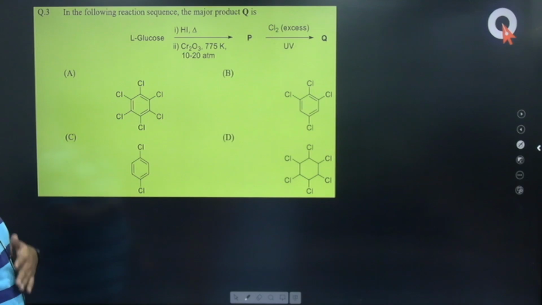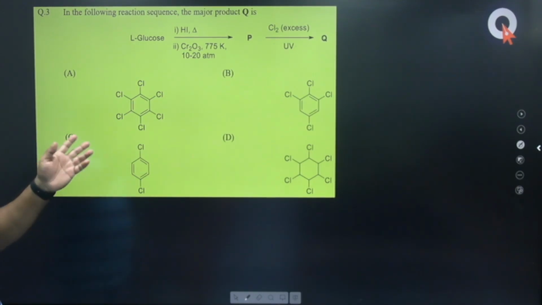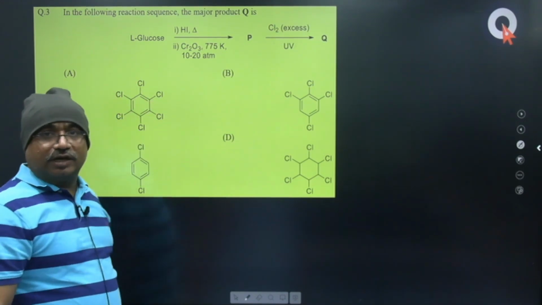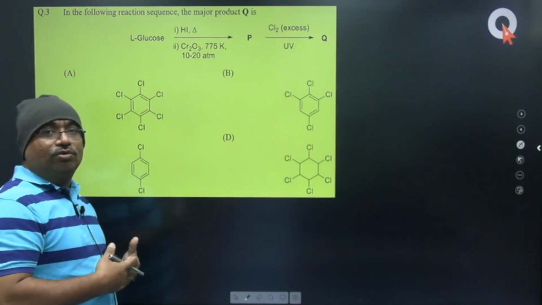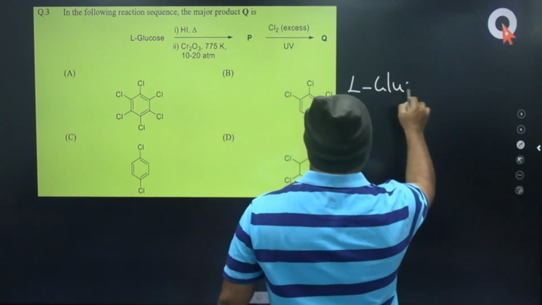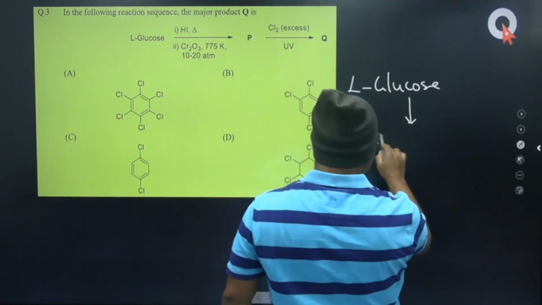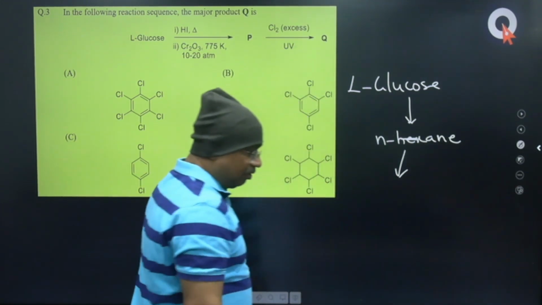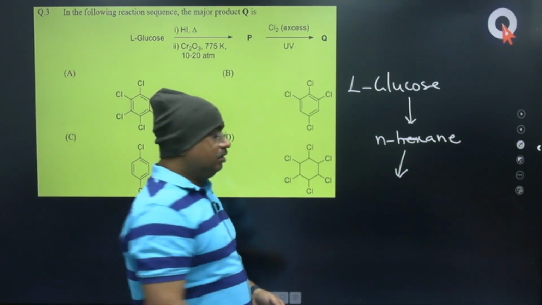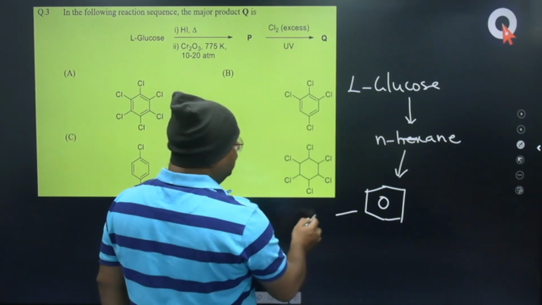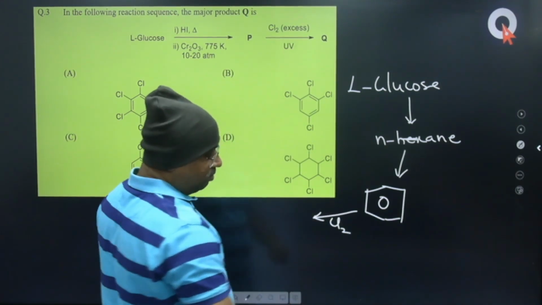Next. L-glucose on reaction with HI, then chromium oxide, 10 to 20 atmosphere pressure, then Cl2. This is a direct question. D-glucose or L-glucose, the characteristic reaction with HI is that they convert into n-hexane. Both will give n-hexane. Then n-hexane, when treated with chromium oxide, aluminum oxide, undergoes an aromatization reaction and forms benzene. Then benzene is treated with excess chlorine in the presence of light.